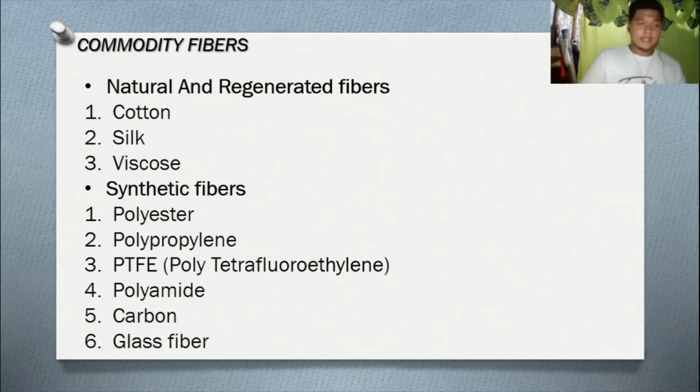Commodity fibers. The first one is natural and regenerated fibers, which are cotton, silk, and viscose. Next is synthetic fibers, which are polyester, polypropylene, PTFE, polytetrafluoroethylene, polyamide, carbon, and glass fiber.